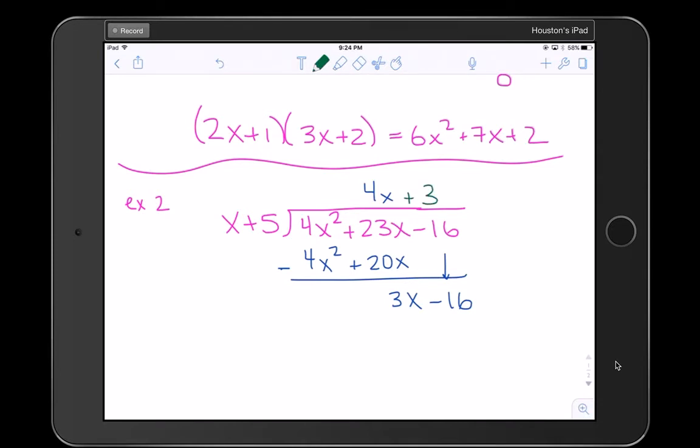So again, distribute the 3 times the x plus 5. So we get 3x plus 15, sorry. We're going to subtract these. The 3x's cancel. And negative 16 minus 15 more is negative 31. And that's our remainder.